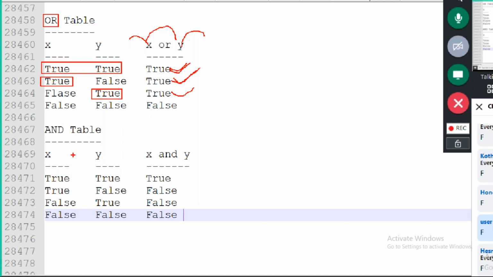In case of AND, both must be true, then only true, guys. Both X and Y true, then only true. In the remaining combinations, if at least one false is there, then AND gives false only. Is that all clear, right? OR means any one must be true or both can be true. AND means both must be true. That's all. Then only it gives true.